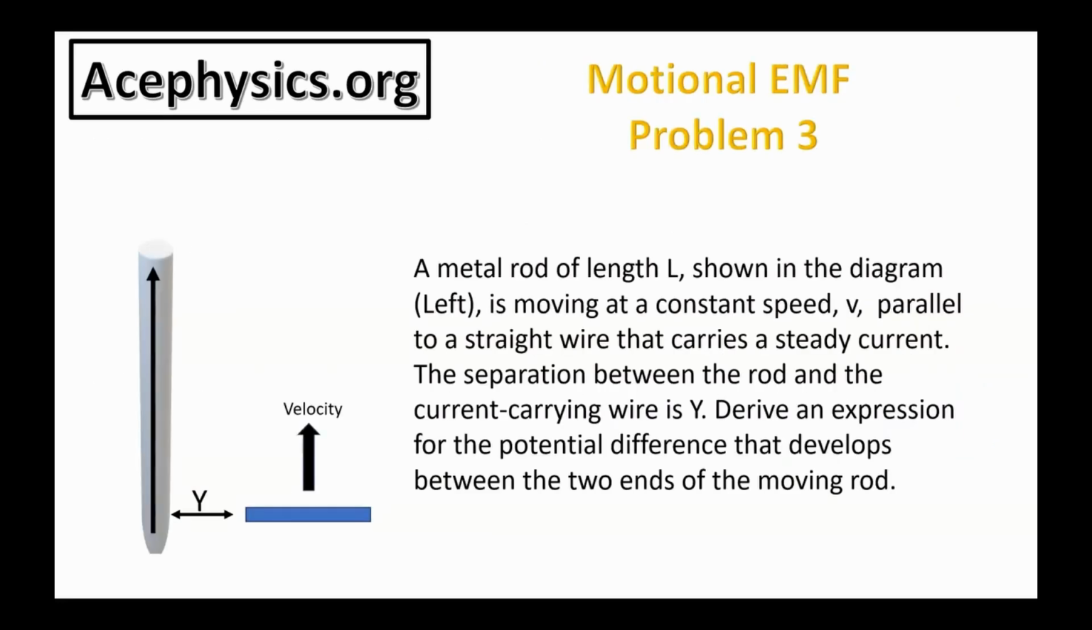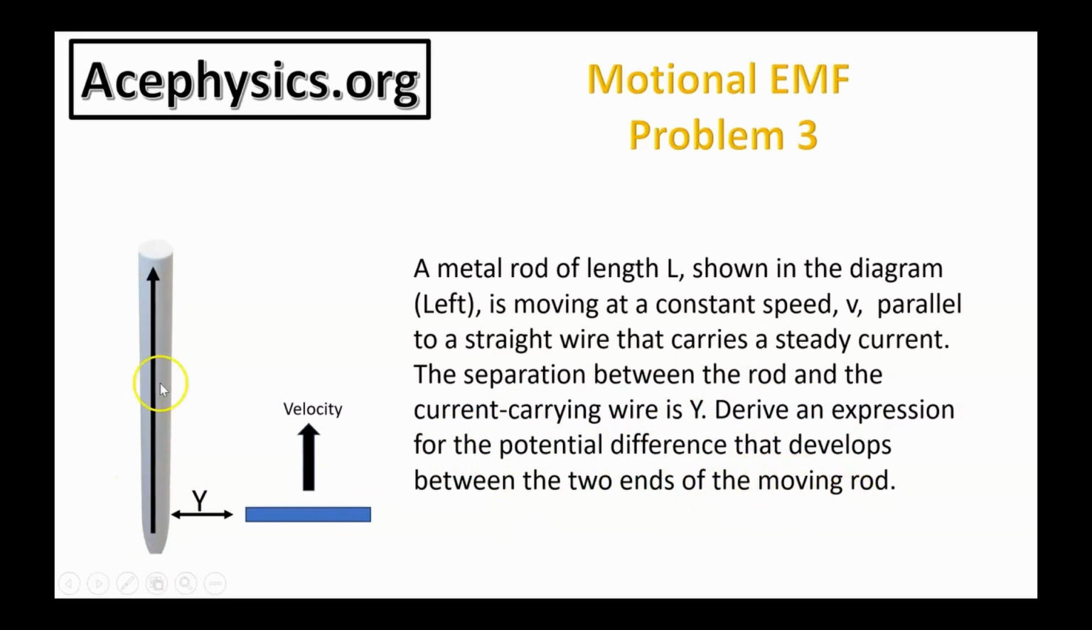And here's the third and final problem. This ought to be intriguing. A metal rod of length L, shown in the diagram, is moving at a constant speed V, parallel to a straight wire that carries a steady current. The separation between the rod and the current-carrying wire is Y. Derive an expression for the potential difference that develops between the two ends of the moving rod.